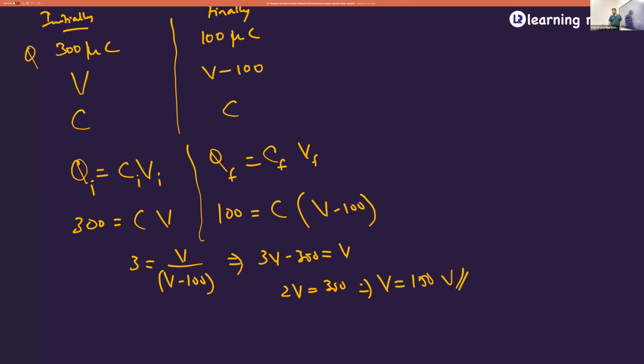So this is the initial potential difference that you applied. Take this, put it here, you will get the value of C. That's it. Did you understand how to approach? Right, next time will you be able to do it on your own? So C will be equal to 300 divided by 150, that is going to be 2 microfarad.